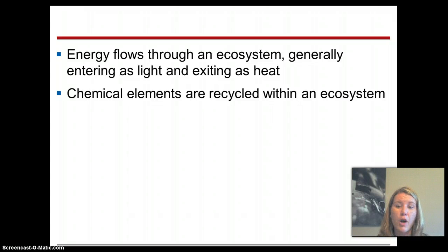Chemical elements, however, are recycled within an ecosystem. You hit a deer with your car, it's laying alongside the road, the bacteria feed on it, and then they will recycle nutrients back into the soil. Some plant will absorb those nutrients, they grow. Here comes a cow, they eat the tree, they take those nutrients from the tree. The cow dies, gets fed on by decomposers. Decomposers release those nutrients back to the soil, and the cycle continues.